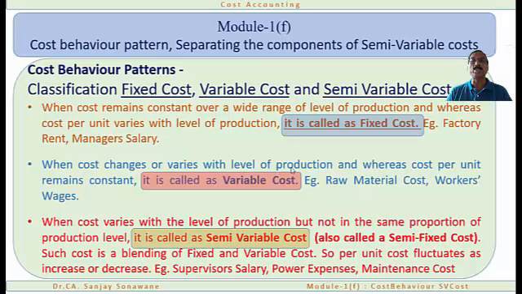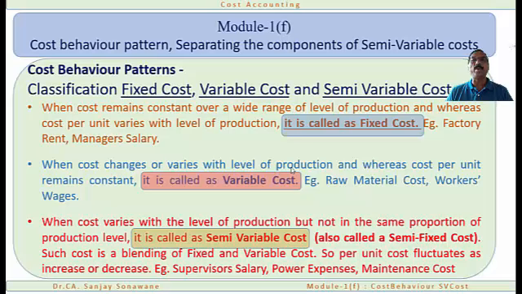What are the examples of this? Factory rent, manager salary. These are the expenses which do not change with the level of production. The cost remains the same. Factory rent remains the same irrespective of how much you are producing. Now the second variety is variable cost. So let us read the second paragraph. When cost changes or varies with the level of production, whereas cost per unit remains constant.